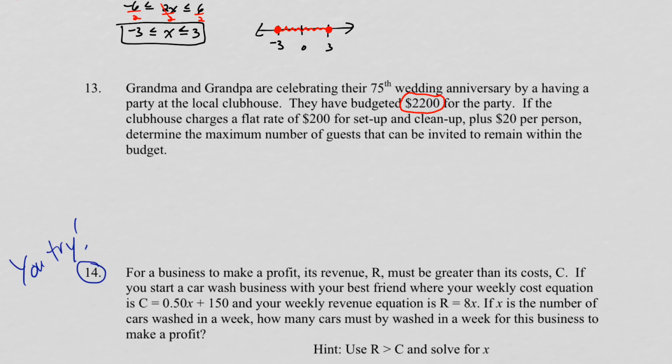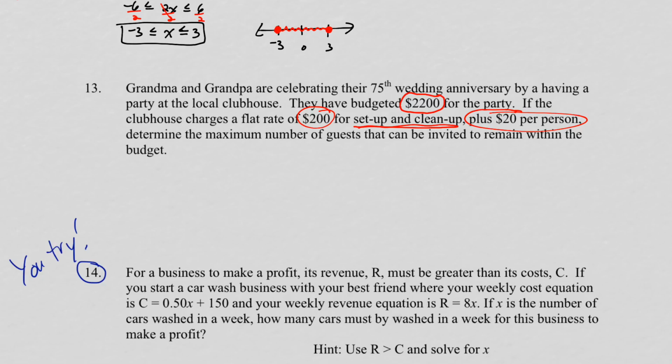One requires less work, so it's going to be more expensive. So in this case, you have $2,200 to spend, and for setup and cleanup, which is a lot of work, there's a $200 fee. It also costs $20 per person, right there. So those are your main numbers.